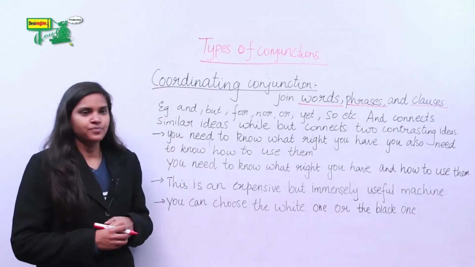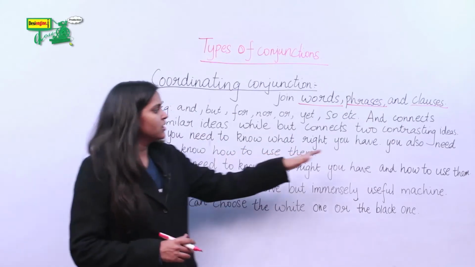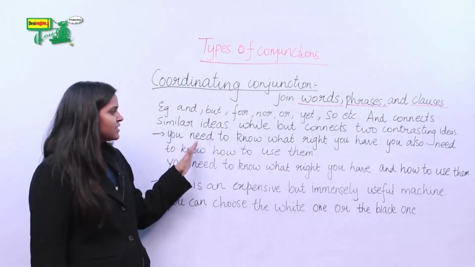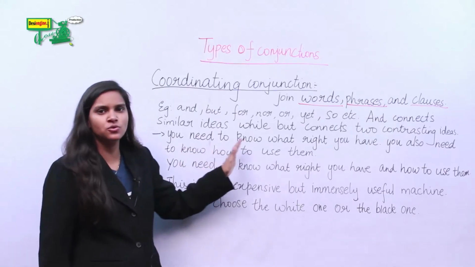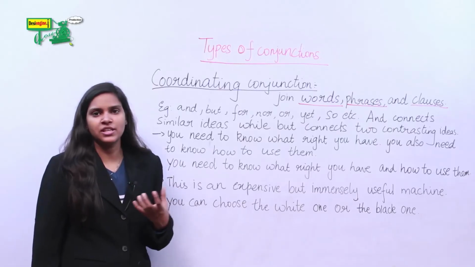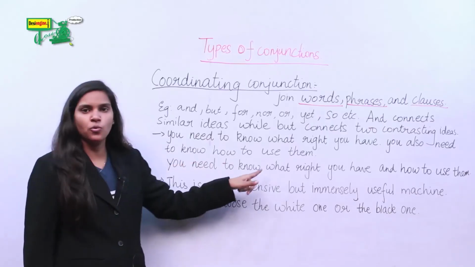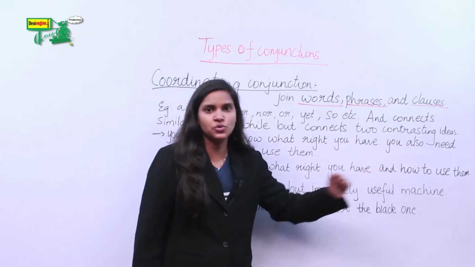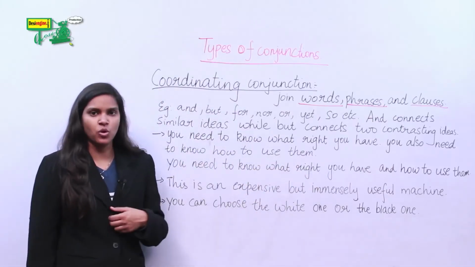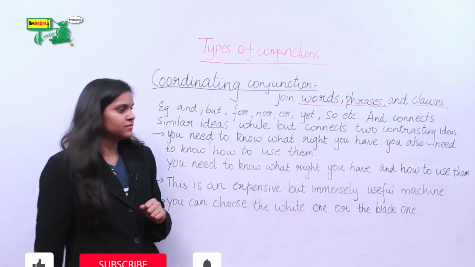Take this sentence. You need to know what rights you have. And then again, you also need to know how to use them. Here, the unnecessary repetition of you need to know is very inappropriate. In such a situation, we use coordinating conjunction. And this statement will become, you need to know what rights you have and how to use them. This in a way shortens the sentence and makes it appropriate. It isn't awkward.